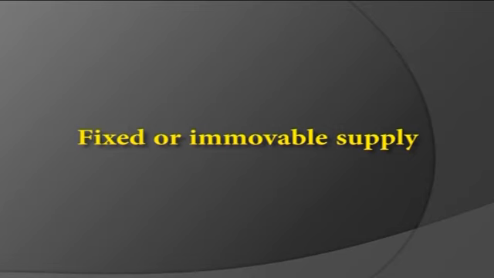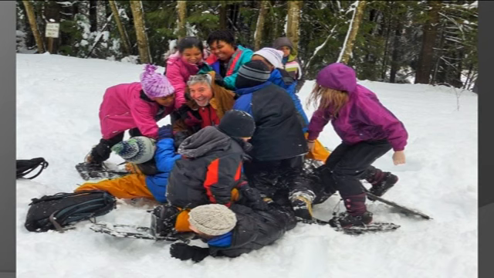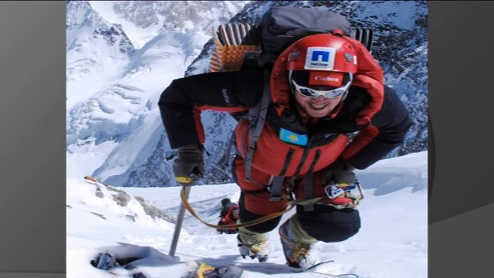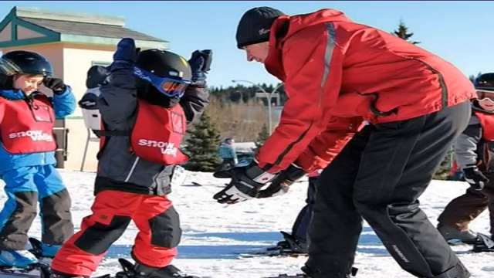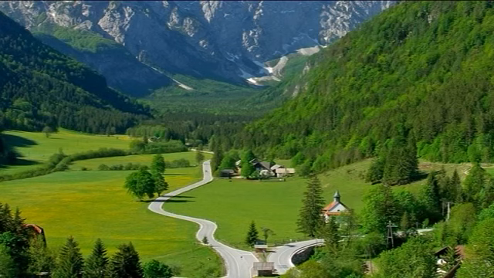Fixed or immovable supply. In the case of most tourism products, they cannot be moved to the consumer's doorstep as happens in the case of goods. To experience or consume these products, consumers must go to the place where they are available. The sheer joy of playing in the snow is only possible if a consumer goes to a hill station, that too during a particular season of snowfall. To experience the grandeur of the Pyramid of Giza, one must physically go there, and to appreciate the beauty of the Alps, one must travel to the Alps.